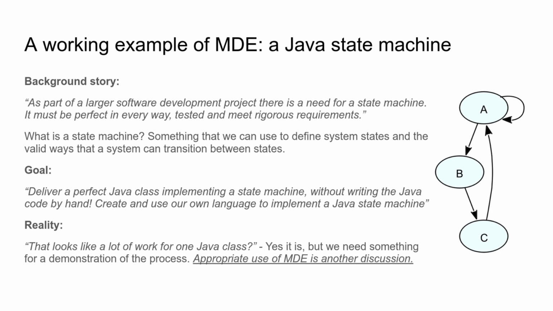The three ovals represent the states, and the arrows represent the valid ways in which those states can be changed. The system will only go through those three states in the direction of the arrows indicated. The goal is to deliver a perfect Java class implementation of this state machine, without writing the Java code by hand. To do this, we're going to have to create a modeling language that lets us express the model that we can see on the right, and then that model will be transformed to implement the Java state machine.